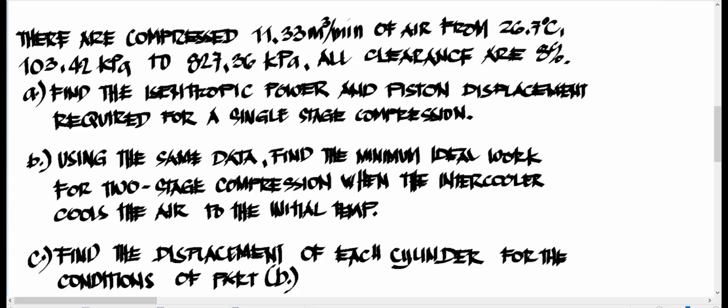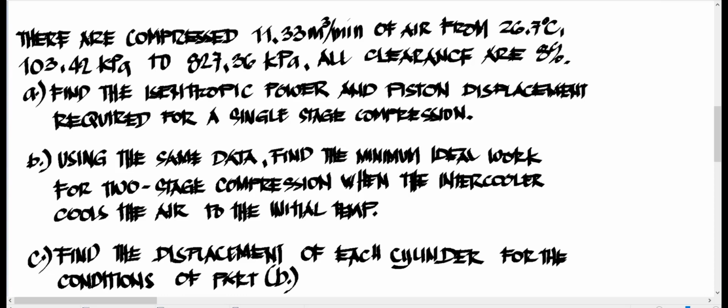Right. So we have a sample problem. There are 11.33 cubic meters per minute of air compressed from 26.7 degrees Celsius at 103.42 kPa to a pressure of 827.36 kPa. We have a given clearance of 8%. Now, find the isentropic power and piston displacement required for a single stage compression.